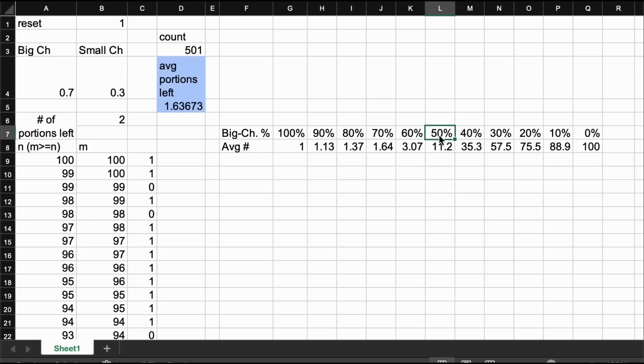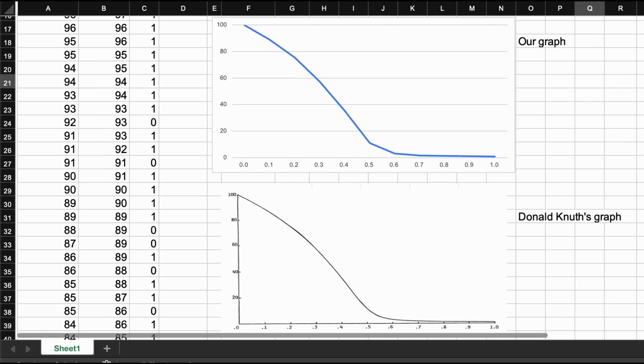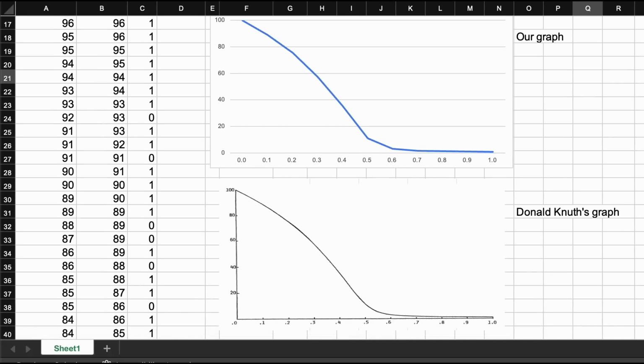This was our result. Notice that if there are 50% or more big choosers, there aren't that many portions left, on average, once one roll runs out. But if you go to 40% big choosers, 60% small choosers, it starts to make a big difference. But look what happens as we push the percentage of big choosers lower than 50%. Then the amount of toilet paper left on the remaining roll increases substantially. Donald Knuth came up with the same result with his analytical approach, and you can see that our chart actually matches quite closely to his graph.